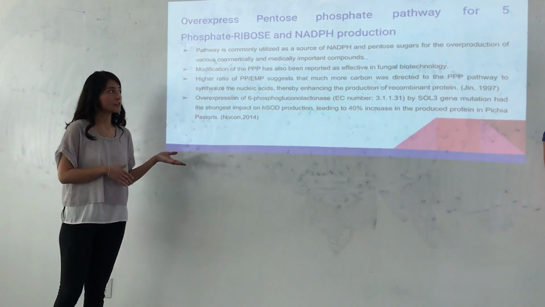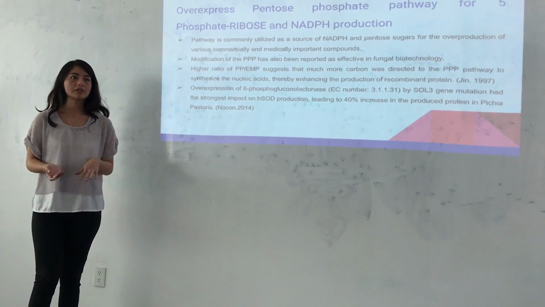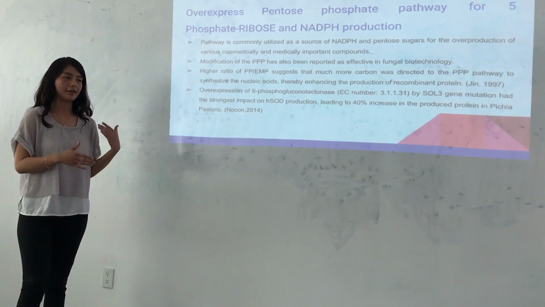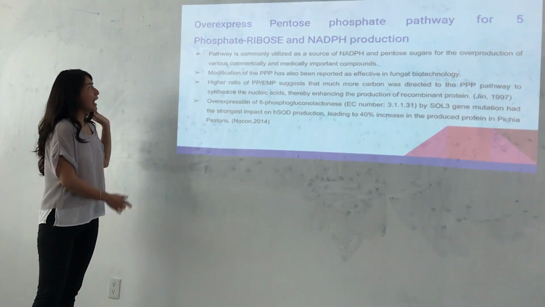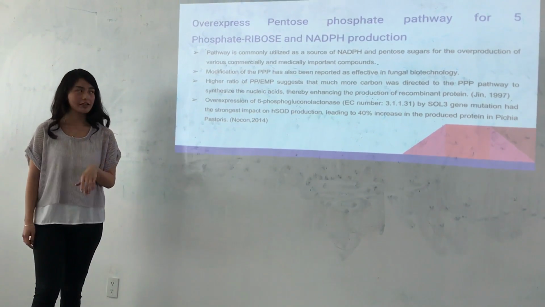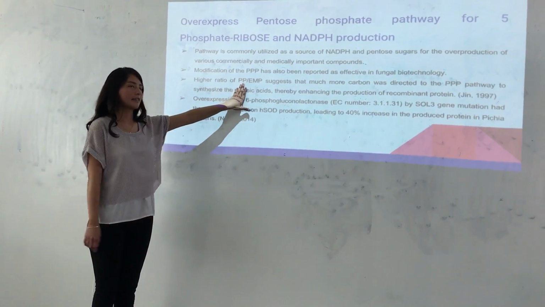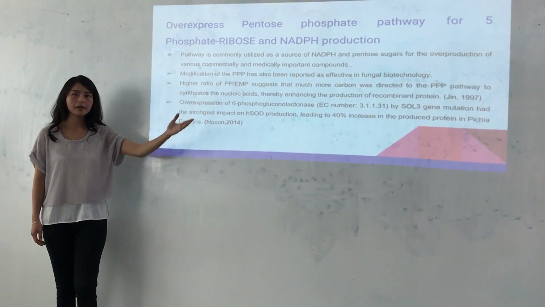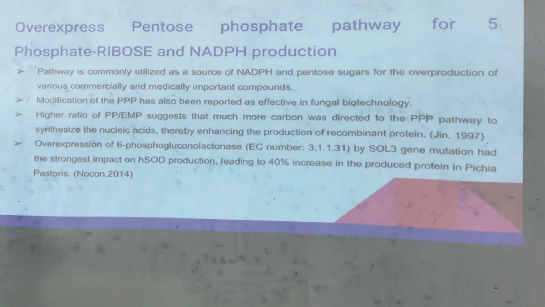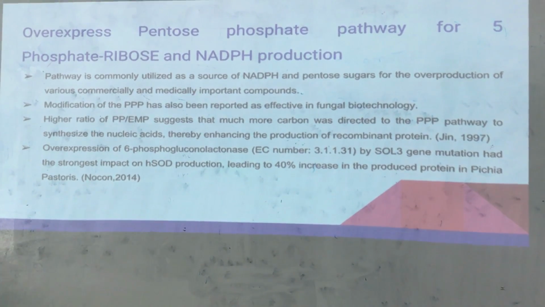So the next strategy is to overexpress the pentose phosphate pathway. As we know, this is an important source of energy or power producing agents, specifically NADPH, and also is an important source of pentose sugars, and this is important because the amino acids will be created from this source, and also modification of the pentose phosphate pathway has been reported as effective in fungal biotechnology. So we have information that says that the pentose phosphate pathway is decreasing the Embden-Meyerhof-Parnas pathway. So it will redirect the carbon through this pathway, and the production of recombinant protein is based on this.